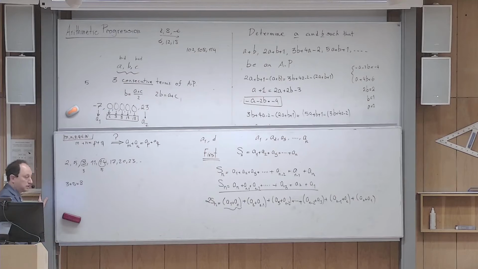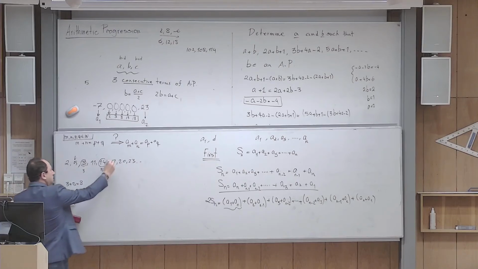Is 8. Yes? Now let us choose another pair whose sum is 8. For example, can you tell me, for example, 2 and 6. 2 and 6 is also 8. Now look, what is the second term? This is my second term. What is my 6th term?